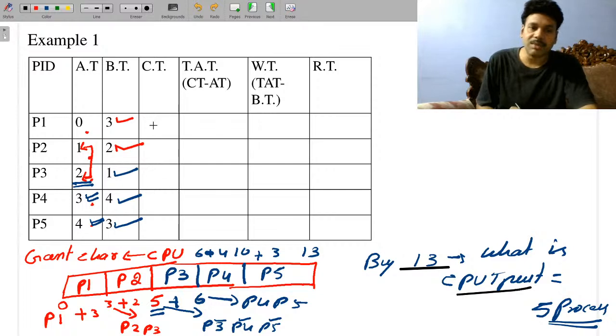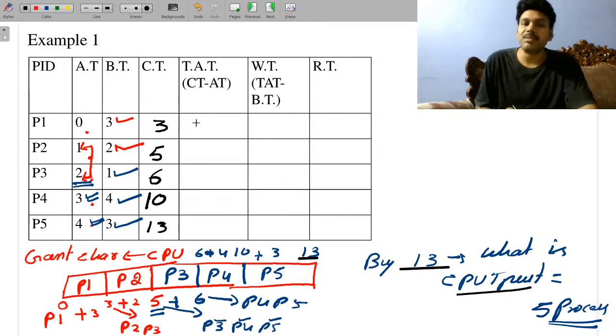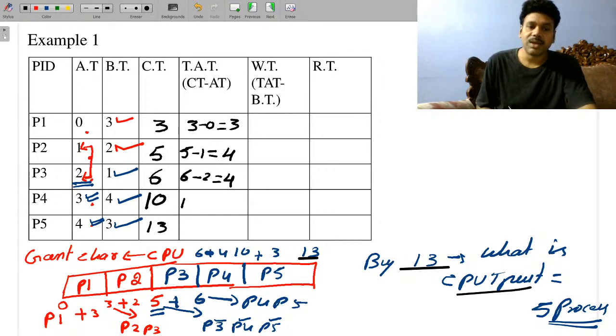Now completion time. P1 is at 3, and P2 is at 5, and P3 is at 6, and P4 is at 10, and P5 is at 13. So CT minus AT, so 3 minus 0, that is equal to 3, and 5 minus 1, that is equal to 4, and 6 minus 2, that is equal to 4, and 10 minus 3, that is equal to 7, and 13 minus 4, that is equal to 9.